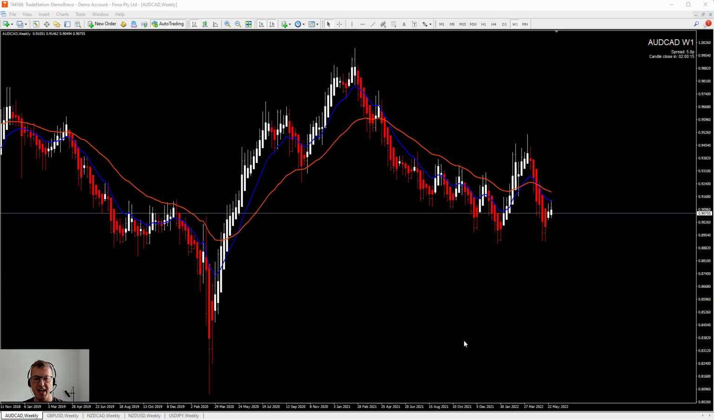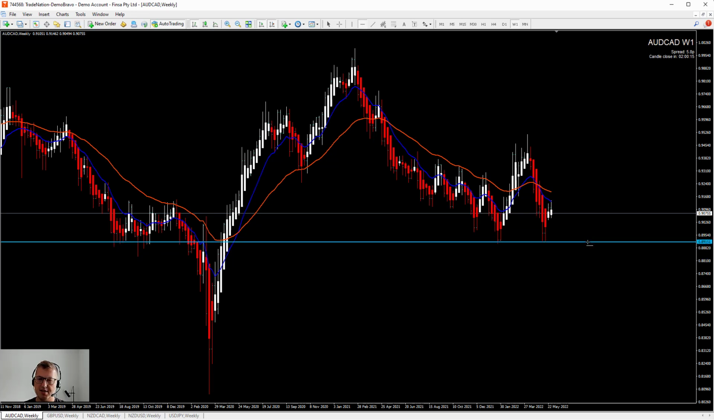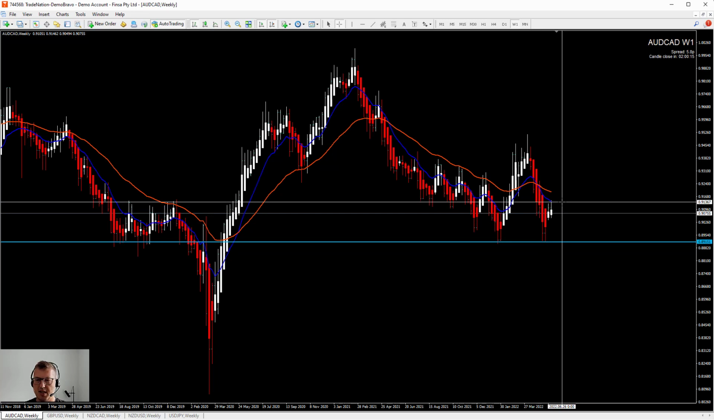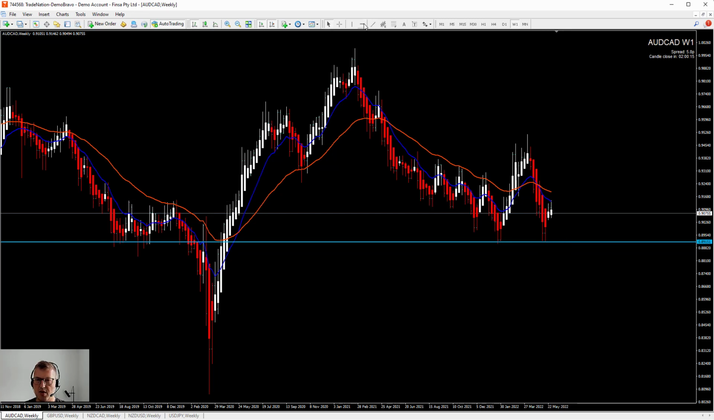So first pair which I have is AUDCAD. As we can see on the weekly chart, price already retested this strong support here. We had a reaction right now. It retraced to the area of the resistance, which is here.